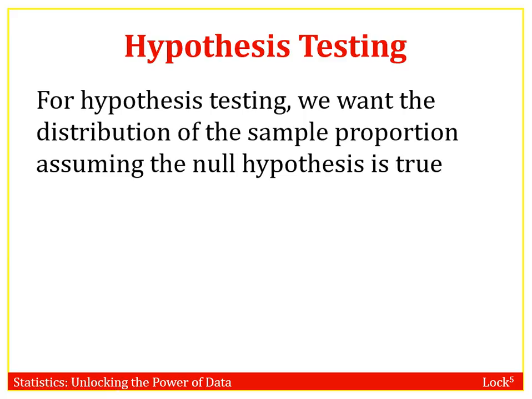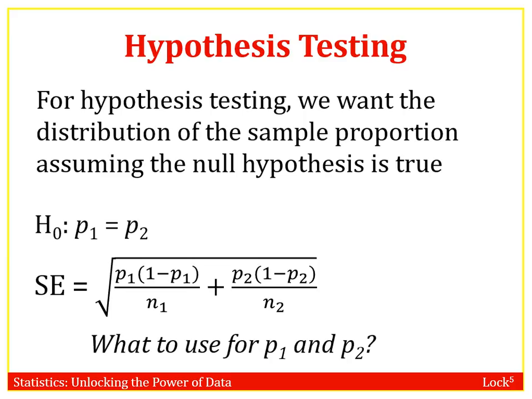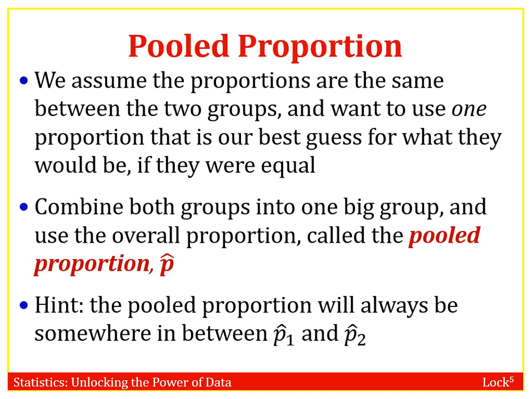So when we're looking at our hypothesis testing, we want a distribution of our sampling proportion, assuming the null hypothesis is true. Well, we have our null hypothesis being true here. In other words, the two proportions are equal. And then we have our standard error that we've looked at before. But what do we use for P1 and P2 so that we can say they're equal?